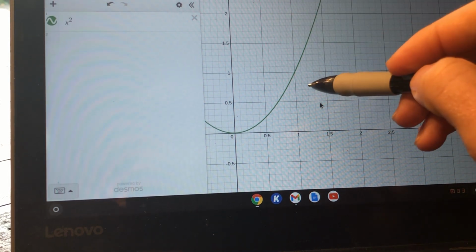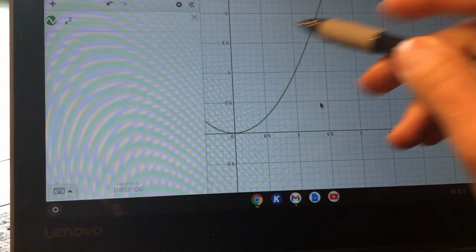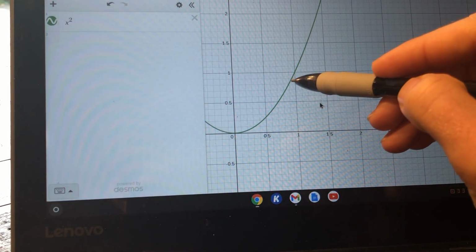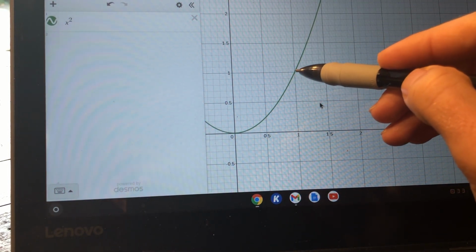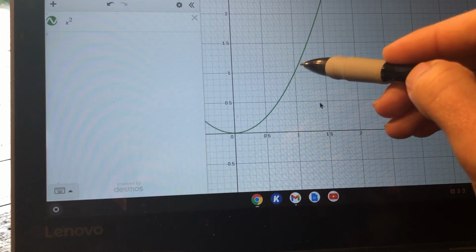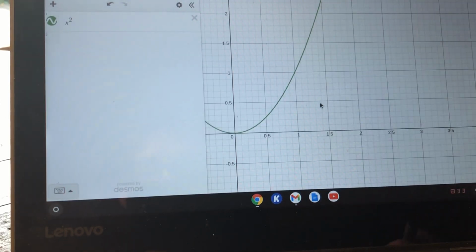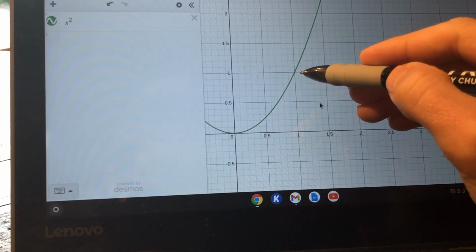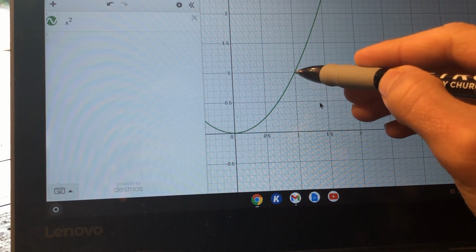Anyway, we have x squared. Here's the point 1, 1. A tangent line hits that point exactly once. It doesn't cross it, it just kind of bounces off. So the tangent line would be right here, and the slope is clearly going to be positive. What is the slope? I'm asking, what is the rate of change of this curve at the point 1, 1?